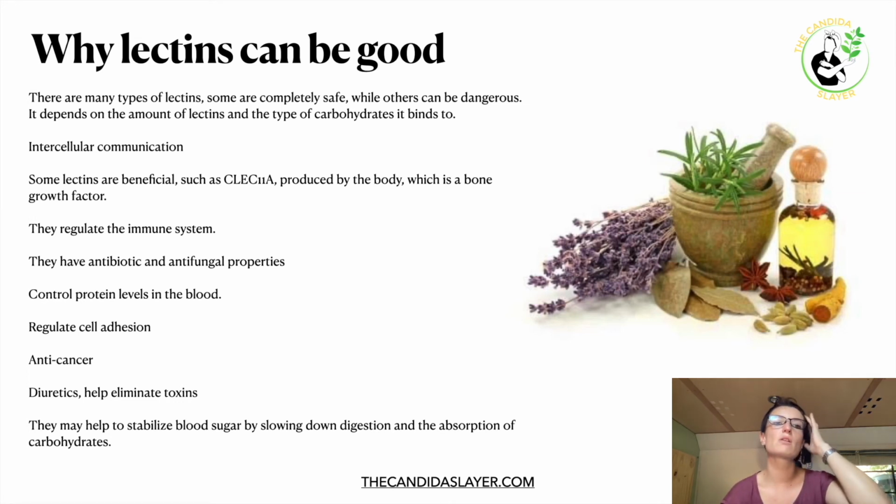Some lectins are beneficial, like the CLEC11A lectin that is produced by our body, which is a bone growth factor. Lectins regulate the immune system. They have antibiotic and antifungal properties. Lectins control protein levels in the blood. Lectins regulate cell adhesion. Lectins are anti-cancer. There are many studies about that. They are diuretics. They help eliminate toxins from the body. They may help to stabilize blood sugar by slowing down digestion and by slowing the absorption of carbohydrates.